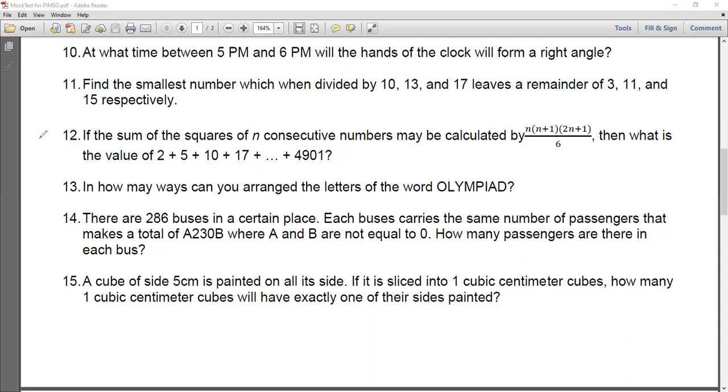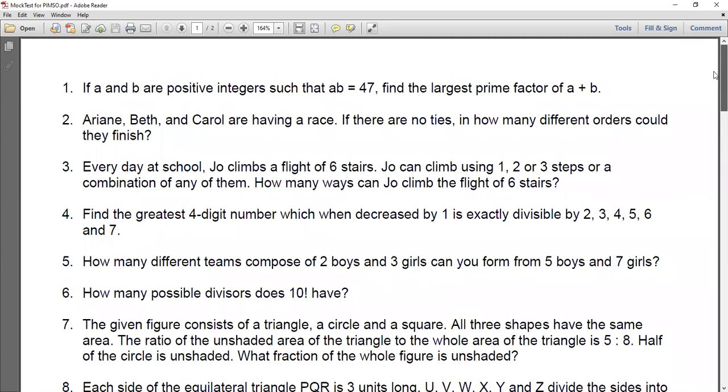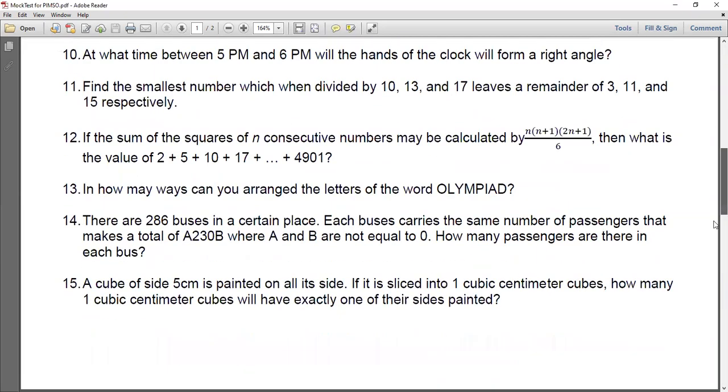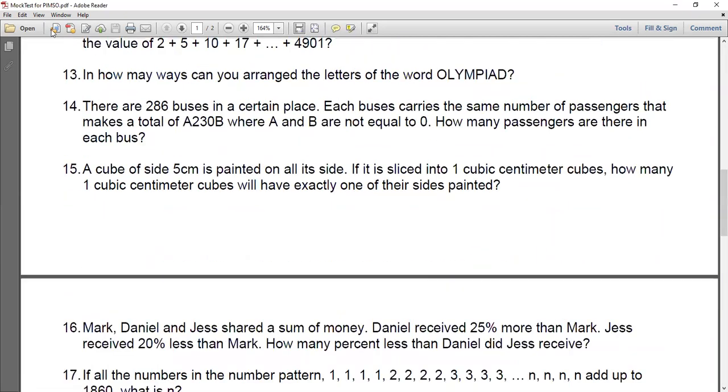Number 13. If you will answer number 13, this is the same with answering number 2. Arian, Beth, and Carol. So in this case, you will just simply count the number of letters and then use factorial. How many letters do we have in number 13? 1, 2, 3, 4, 5, 6, 7, 8. So this is just simply 8 factorial. And you can multiply that one and your answer will be 40,320.